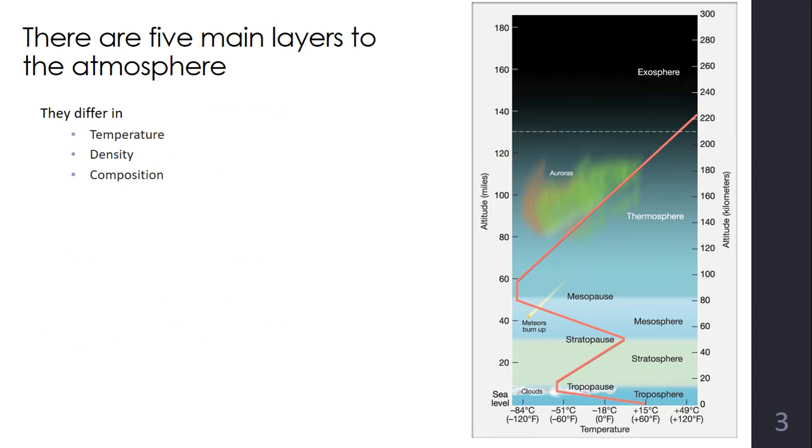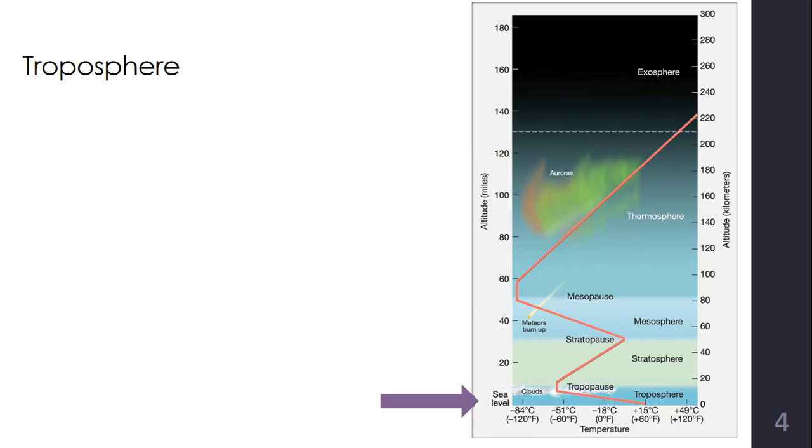So there are 5 main layers to the atmosphere. This is going to get a little listy for a while, but you need to know the layers of the atmosphere. They differ in temperature, density, and composition. The first and the lowest layer is the troposphere, which is where we spend the vast majority of our time. It goes from 0 to 11 kilometers, or about 7 miles above sea level.